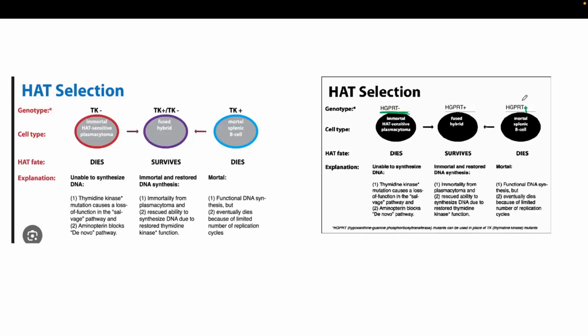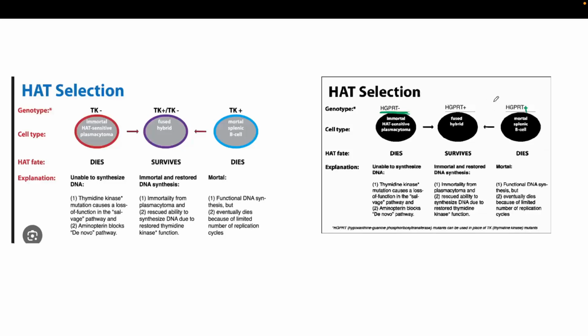Whereas this mortal B cell has the HGPRT enzyme, so it can survive in the HAT media. De novo synthesis will be blocked, but their salvage pathway will work and provide the nucleotides. But in case of this normal B cell, it has a certain half life, so after a certain time it will die. So both cells will automatically die: one because of the absence of HGPRT, and the other because of the short half life.